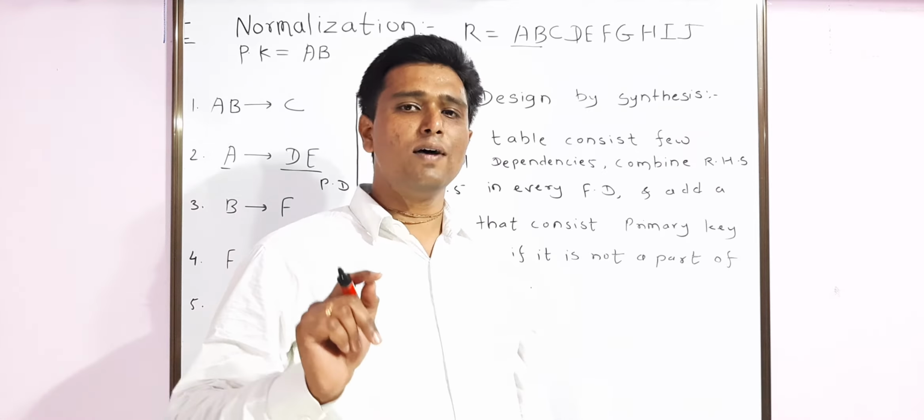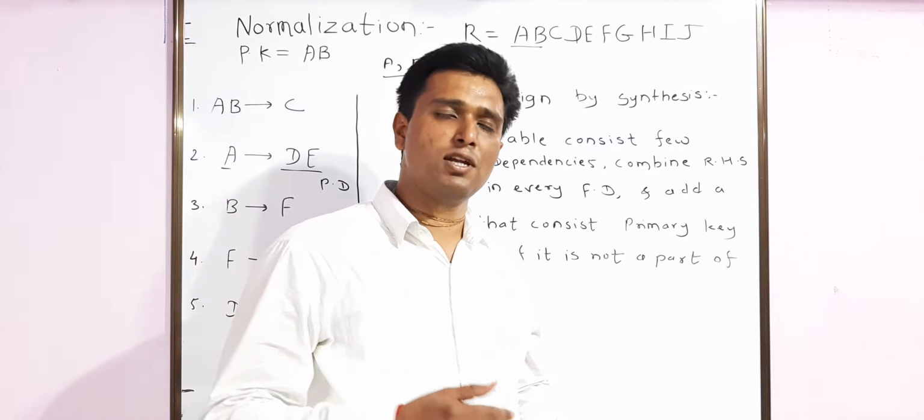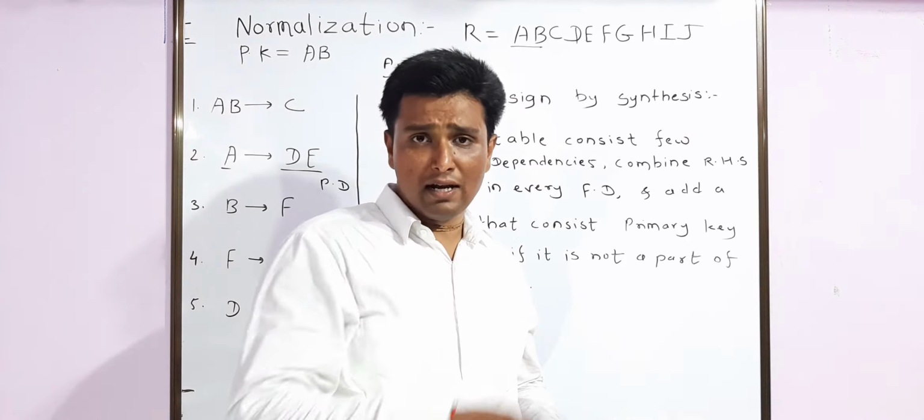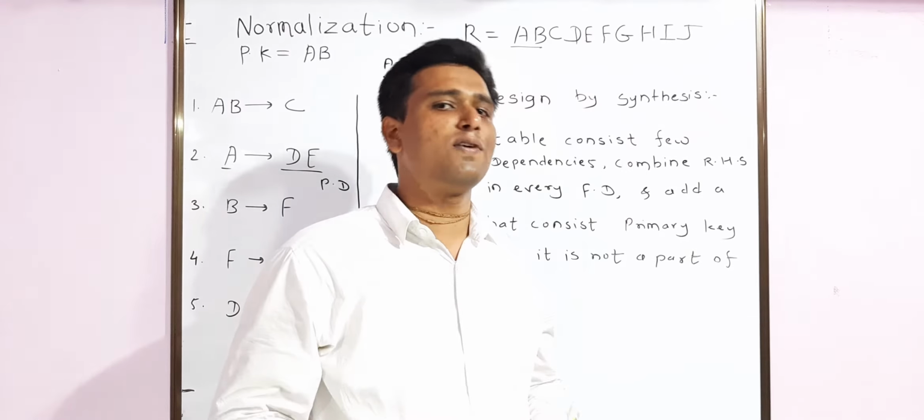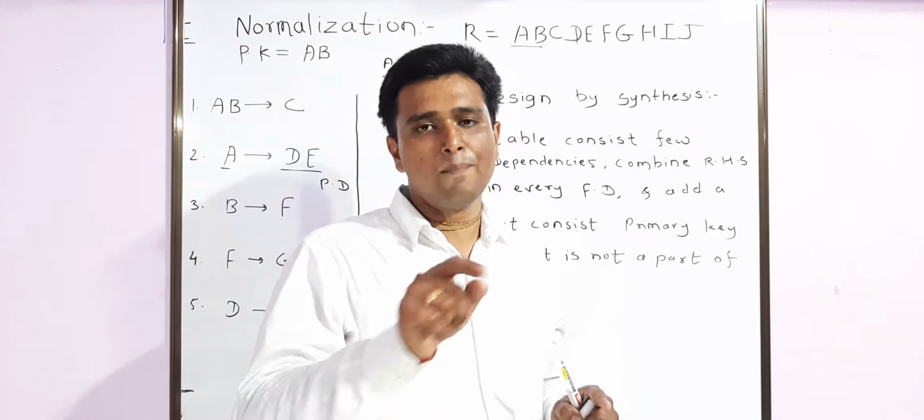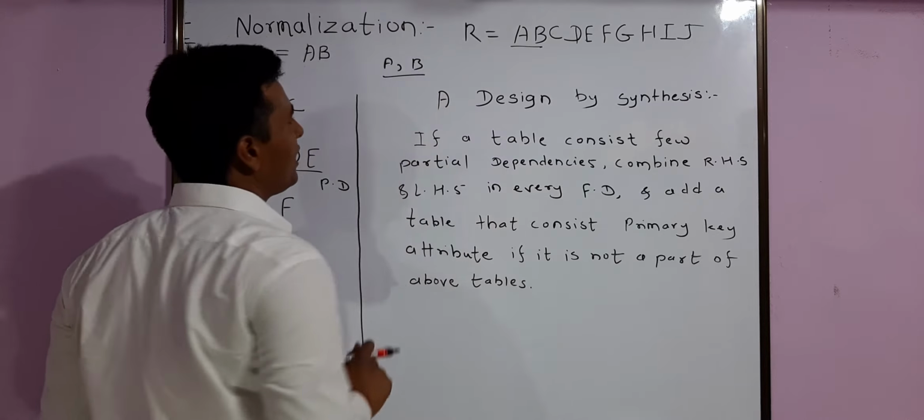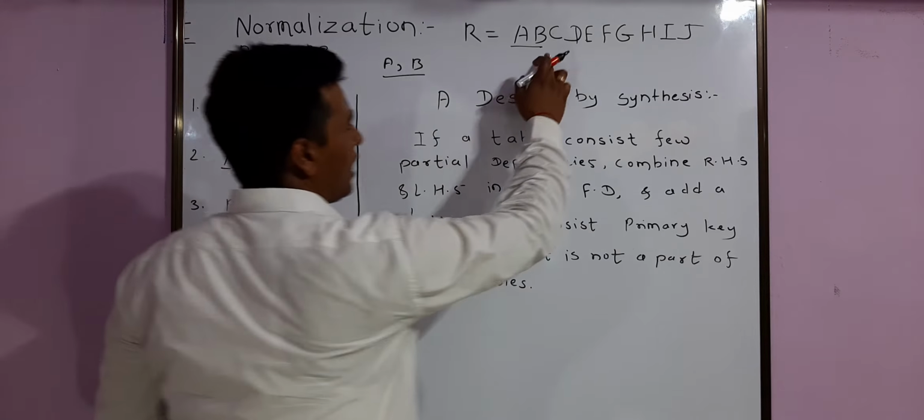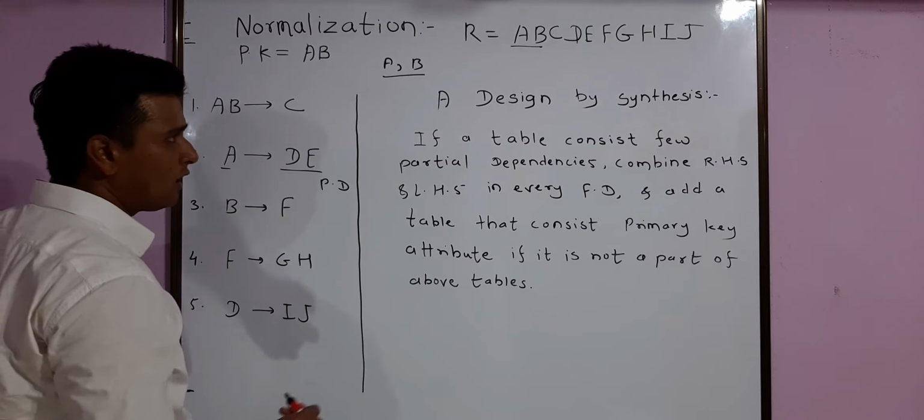Now a relation is in 3NF when it is free from transitive functional dependency. What is transitive functional dependency? It is when there is a relationship between non-key attributes. Let's see in the example. We have A, B as key attributes and all others are non-key attributes. So where can you see a relationship between non-key attributes?